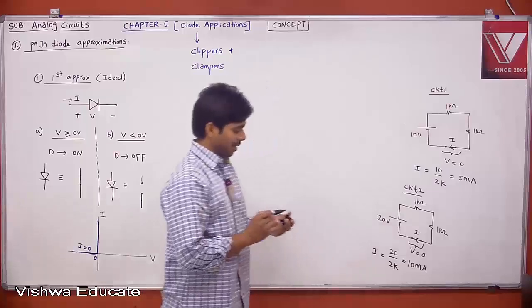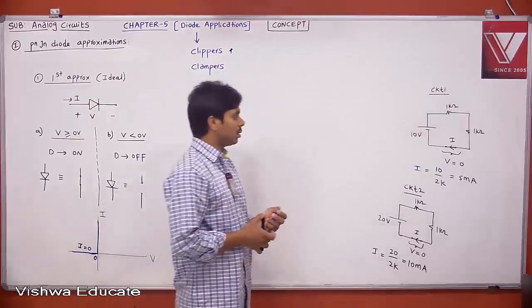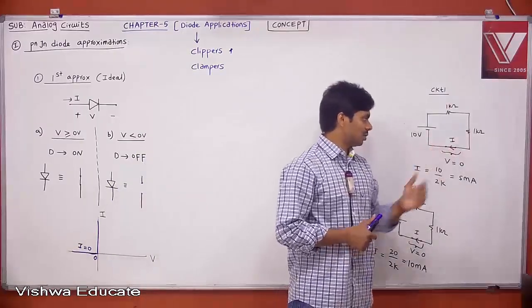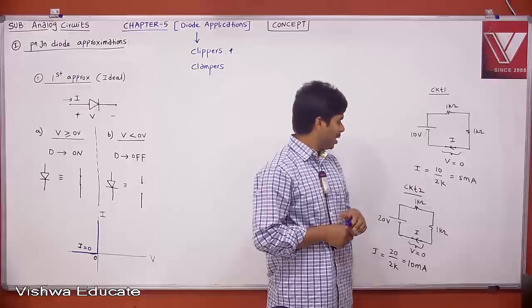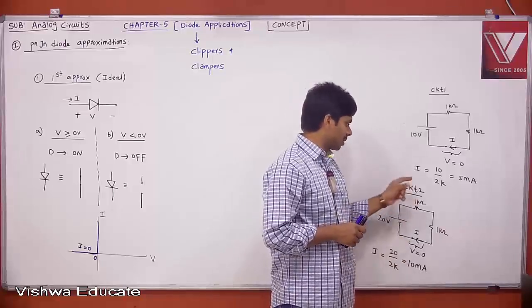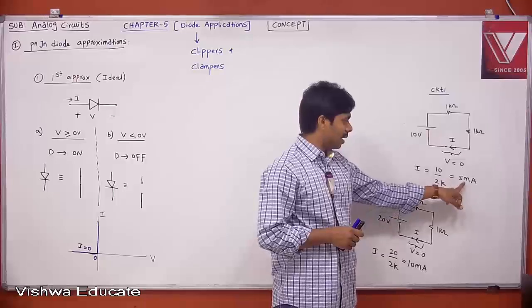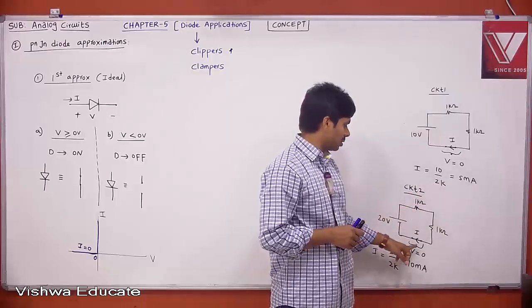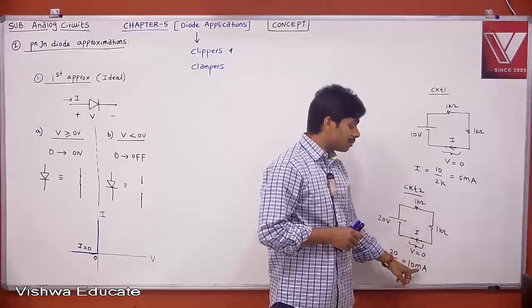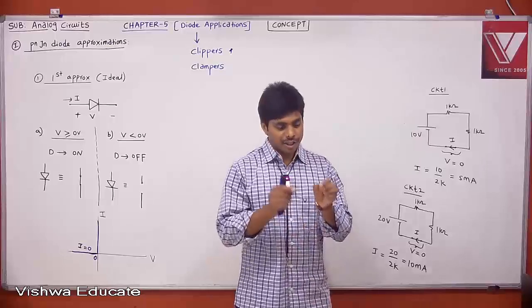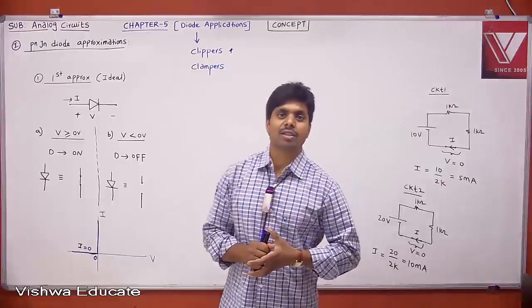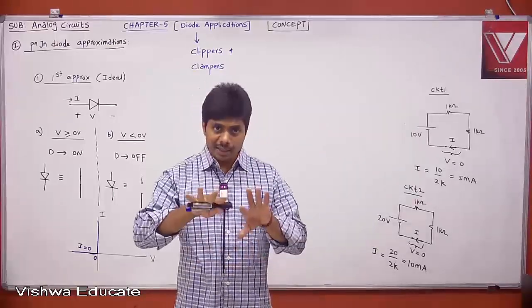Therefore, from case 1, what is the voltage across the short circuit? 0. What is the voltage across the short circuit from case 2? 0. What is the current through the short circuit in case 1? 5 milliampere. And in case 2, 10 milliampere. For the same voltage, which is 0, we are seeing different currents.